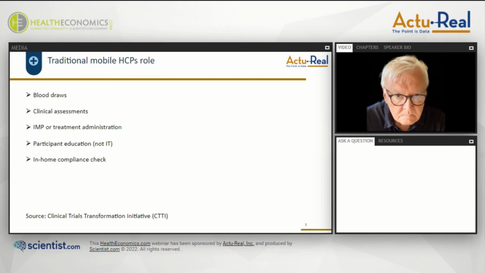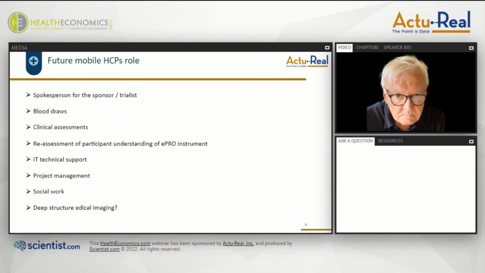Traditionally, the role of mobile healthcare providers in the context of a clinical trial or routine care included blood draws, clinical assessments, and treatment administration. Participant education was also a component, and reinforcement of education received in the clinic was often necessary. And the last point is they had a role in verifying adherence to treatment by doing pill counts, for instance.